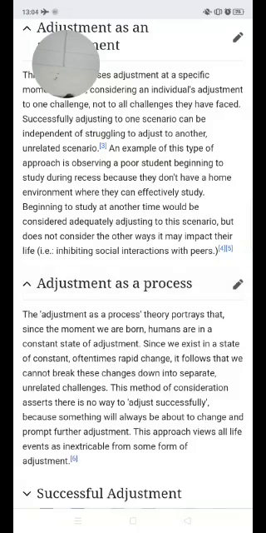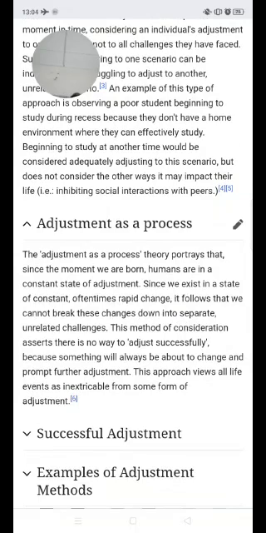Now if I talk about adjustment as a process, the adjustment as a process theory, since the moment we are born, ठीक है, humans are in a constant state of adjustment. ठीक है, जब हमारा जन्म होता है, we are born, we all start adjusting ourselves with the process or with the environment. Whatever we see in our life, we do the same thing. So that is indirectly we are adjusting with our family. ठीक है, एक छोटा सा बेबी, he doesn't or she doesn't know anything, but she or he start adjusting herself or himself with the environment. So it is a process. It is a process कि हमने जन्म लिया and जैसे जैसे हम बड़े होते गए, we are adjusting with the current environment or with our current family members. Alright, so this is the adjustment as a process.